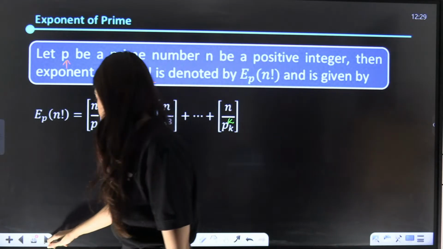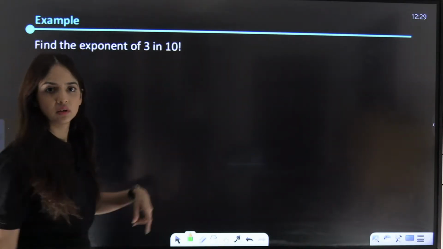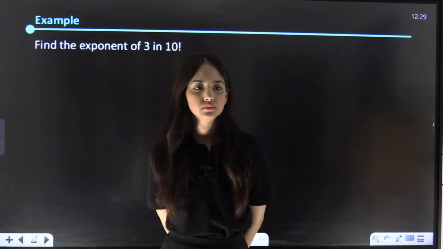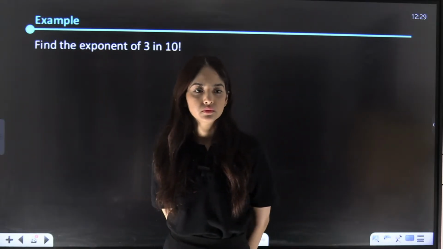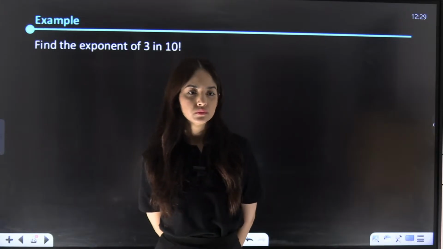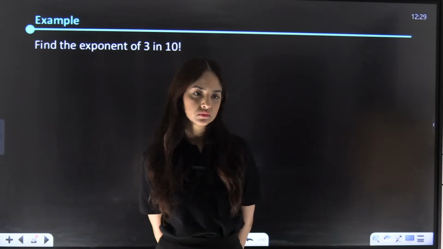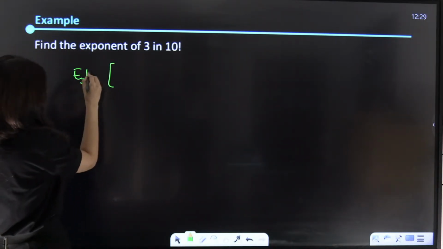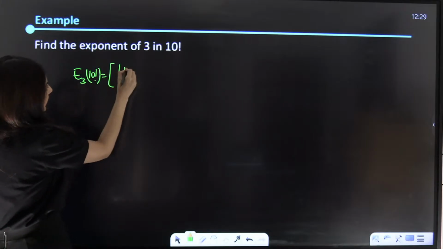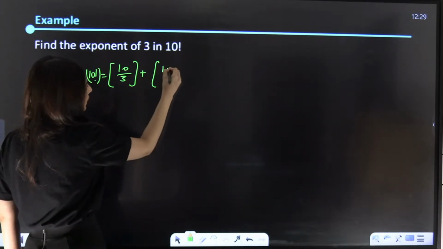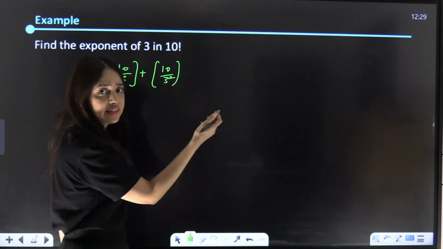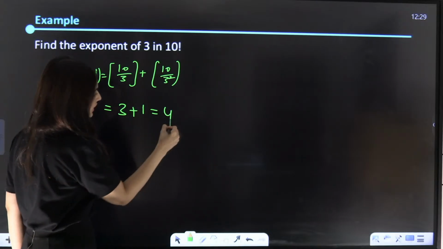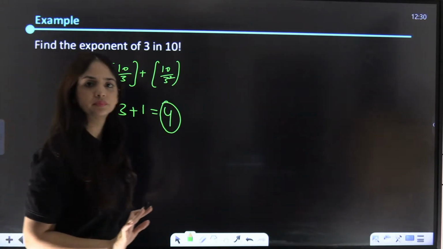Alright. So a quick application. What will be the exponent of 3 in 10 factorial? Very good. So E3 in 10 factorial will be 10 by 3 plus 10 by 3 square. Now the next, 27, is greater than 10. So we'll stop here. So 3 plus 1, that is 4. Right? Clear?